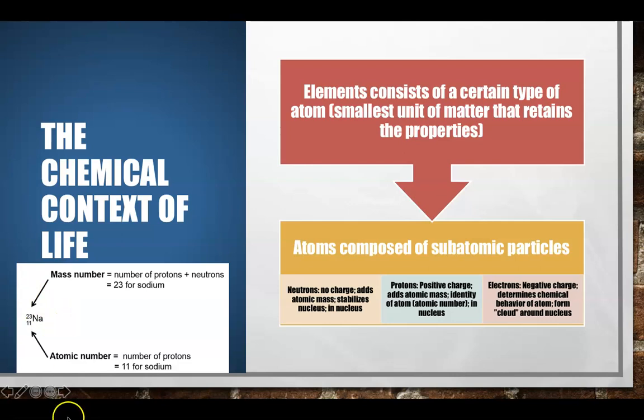Here at the bottom, you're going to see a smaller number. This is the atomic number, or the number of protons in an atom. You can also determine the number of electrons in a neutral atom, because the number of protons or positive charges will be equal to the number of electrons, so those negative charges.